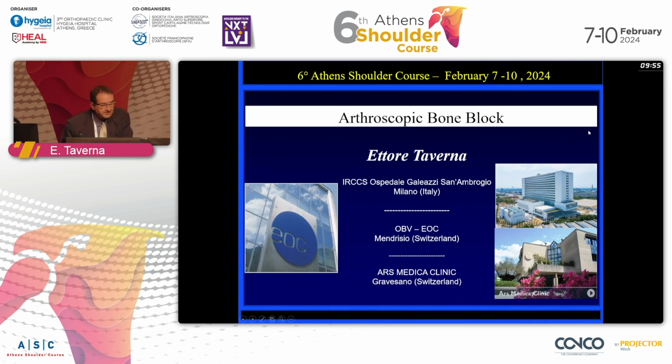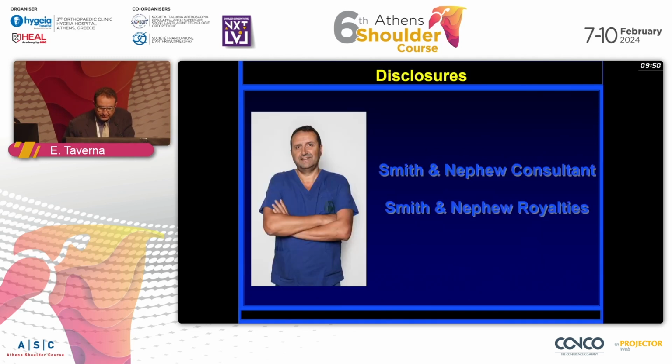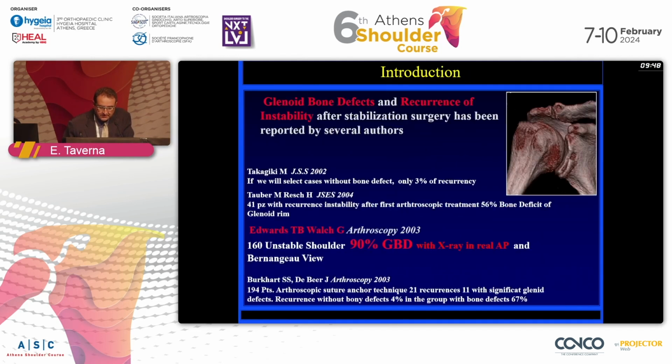And so let's still talk about shoulder instability with bone defects and how to fix it. These are my disclosures. And let's go first to what everything agrees, that if we don't detect bone defects and we do soft tissue repair, we have bad results in terms of recurrence rate.